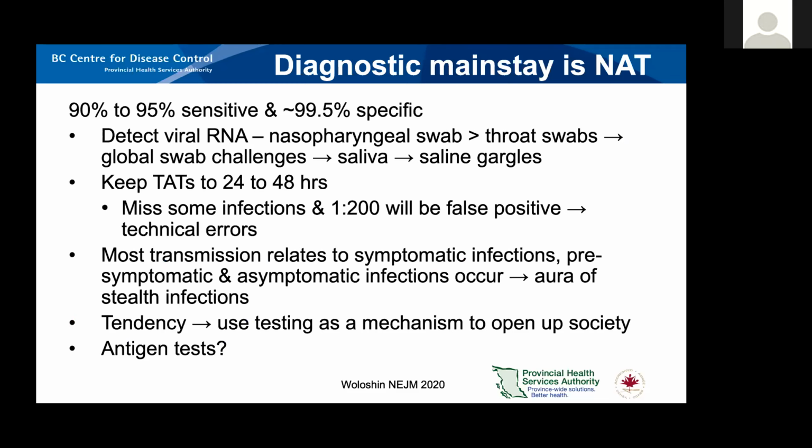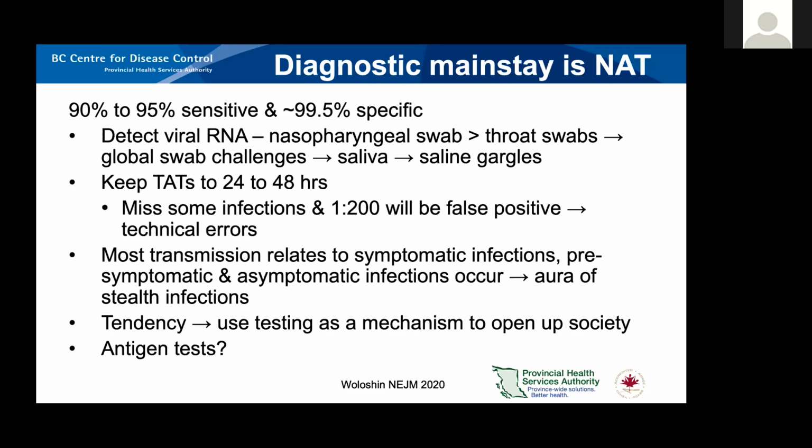And with the tests that we have in Canada, we think that overall you're looking at about a 90 to 95% sensitivity and about a 99.5% specificity. And it's basically detecting viral RNA. The nasopharyngeal swab is optimum, certainly for an outpatient.